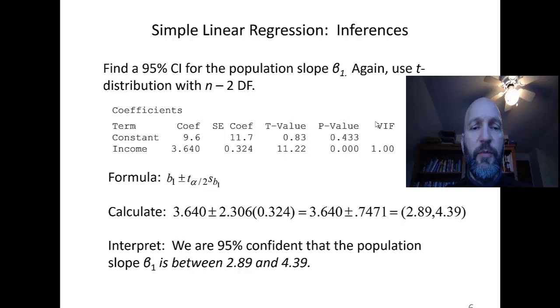and 4.39. Now you might say that's a big range, and you would be right in saying that. Why do we have such a big range? Well, probably because we've got only 10 data points, and so there's not a lot of information contained in those 10 data points.